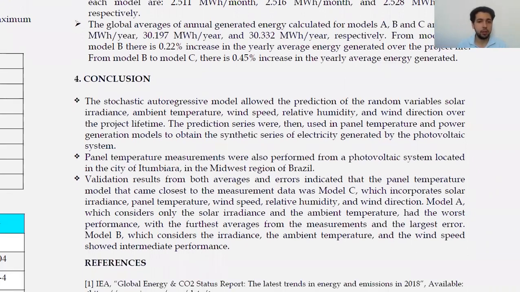This work aimed to analyze the panel temperature models from a more precise perspective and can be used in risk studies, as in the economic feasibility analysis of photovoltaic systems.